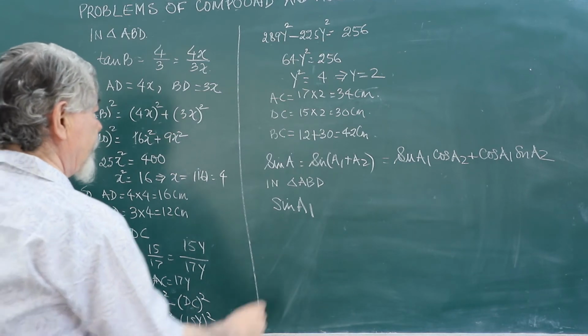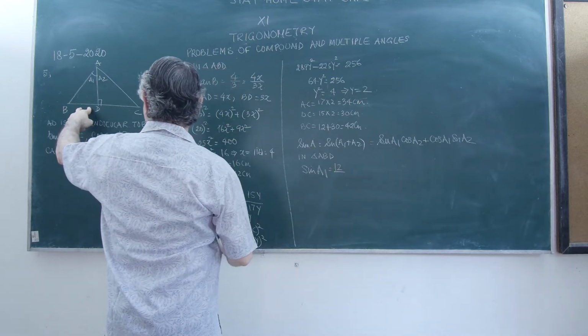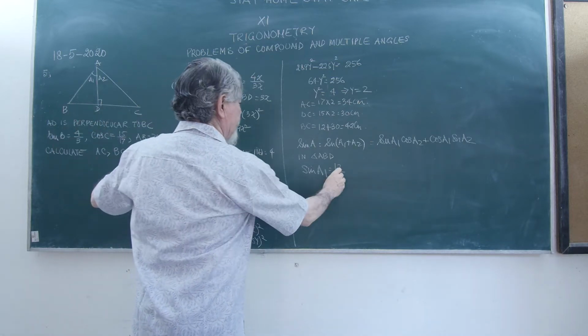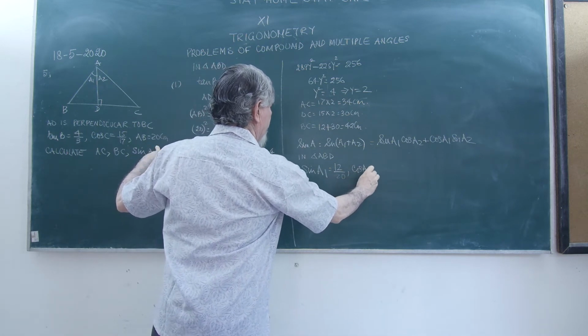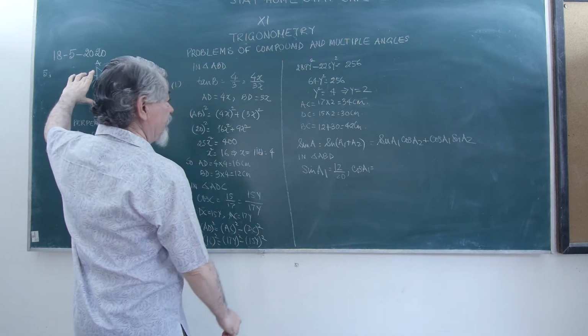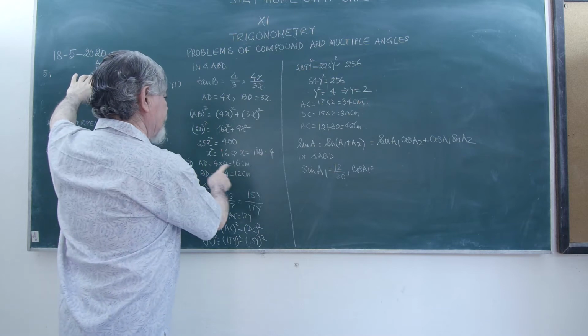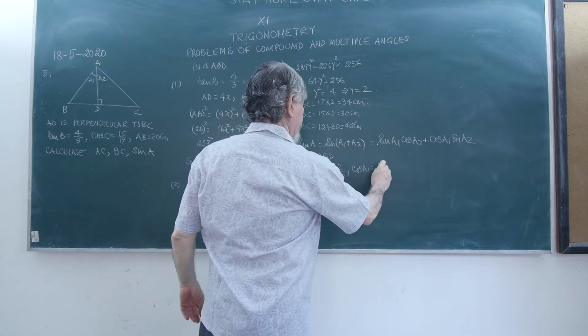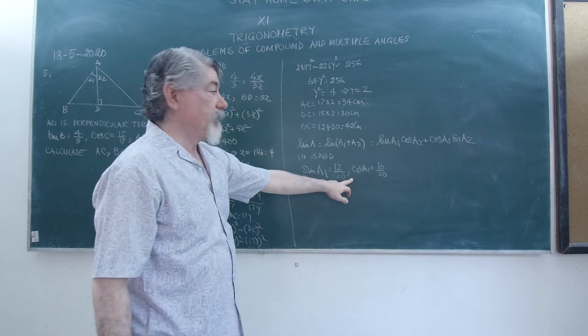BD was 12 and AB was given to be 20. So 12 upon 20. Cos A1 will be base upon hypotenuse, that will be AD. What did we calculate AD to be? AD to be 16 upon 20. We have got sin A1, cos A1.